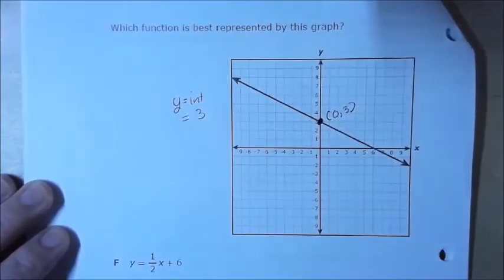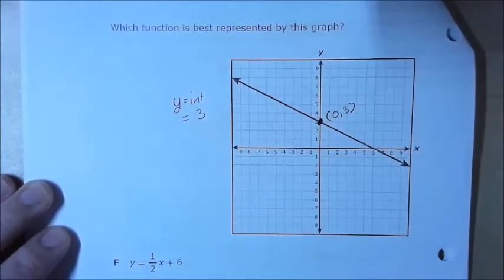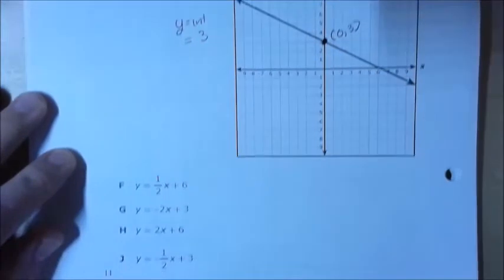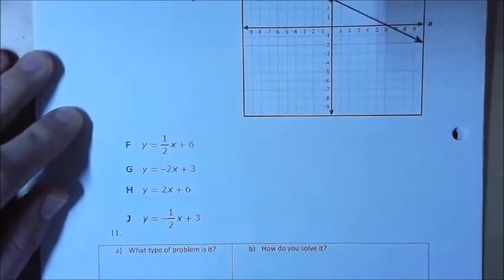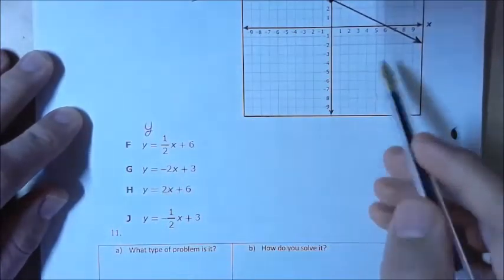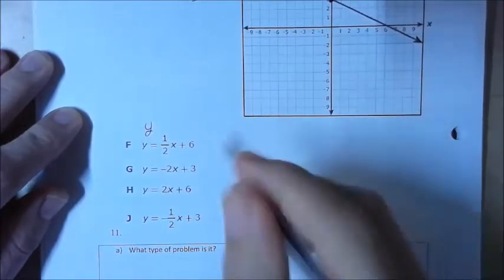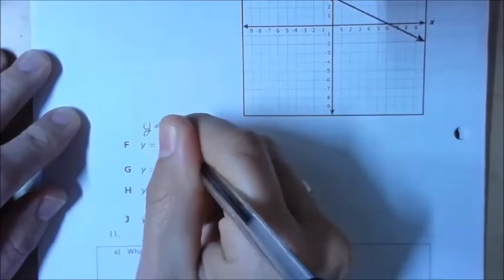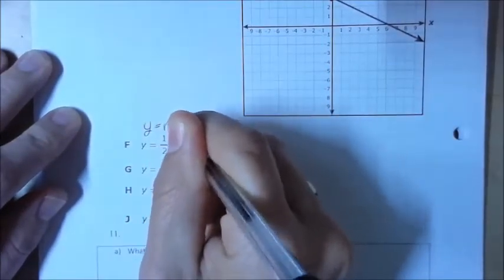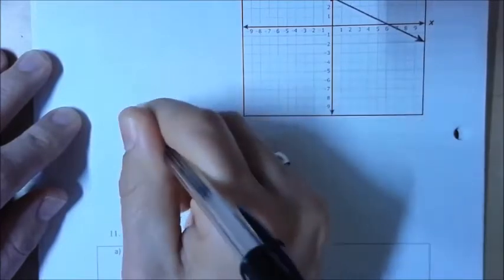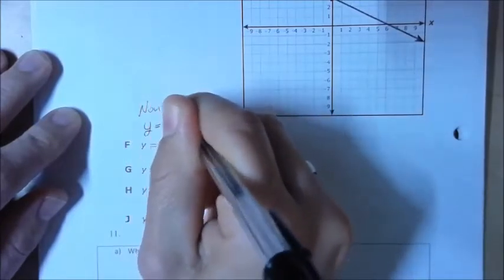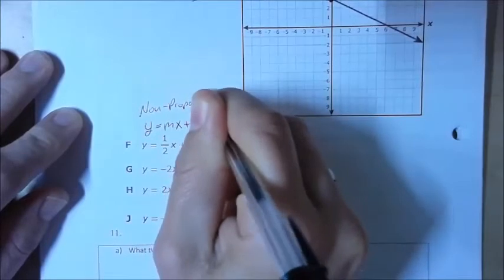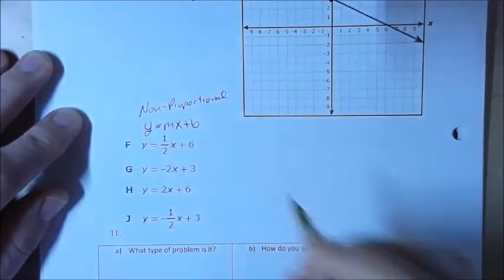So I can go to my answer choices and eliminate anything that's not positive 3 on the y-intercept. So let's look down here and see what we can eliminate. Now remember, this is not proportional. It does not go through the origin. So the equation we're dealing with is actually going to be y = mx + b, which is non-proportional, just to help you remember from our lessons that we had done earlier.